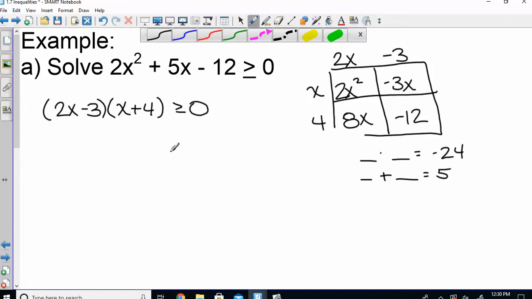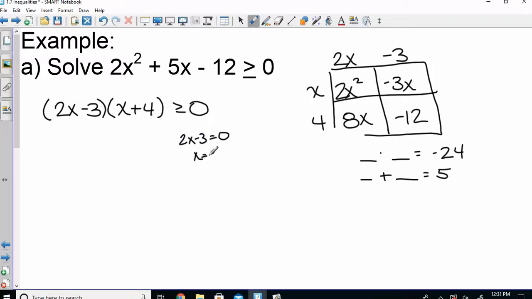All right. Then what? What we decided yesterday is we can't just set each of those greater than 0. So we had to do two things. We had to find out what made each parenthesis equal 0, and then we either looked at a graph or plugged in those test points to decide. So if I want 2x minus 3 to equal 0, that would be 3 over 2. And if x plus 4 equals 0, that would be a negative 4.